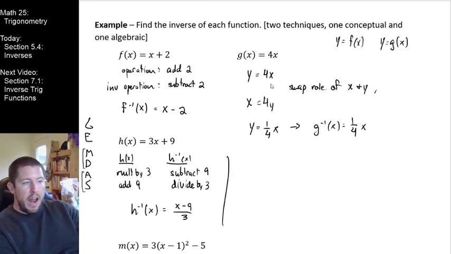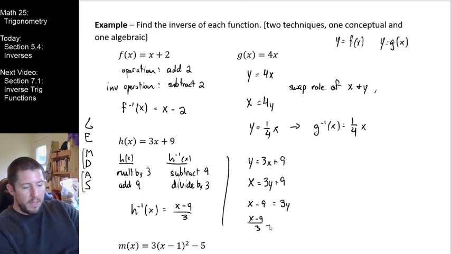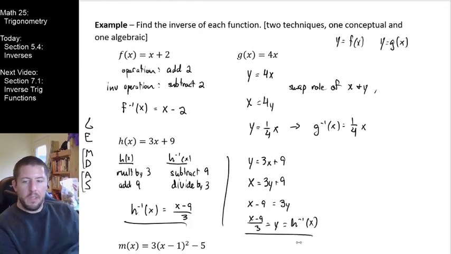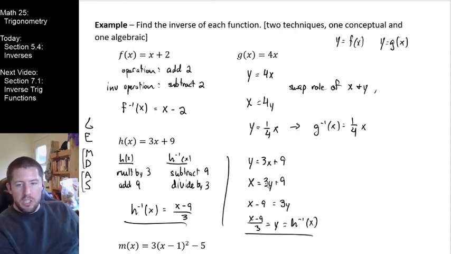Alternatively, we could follow this strategy over here. I'm going to write this as y equals 3x plus 9. I'm going to swap the role of x and y, and I'm going to resolve for y. And you can see that we're getting the exact same thing right here. All right, so it worked out either way. We can do the algebraic route, which is probably what we want to do. This is better mechanically, but this is really good conceptually. Opposite operations, opposite order. That's how we identify what is the inverse function.